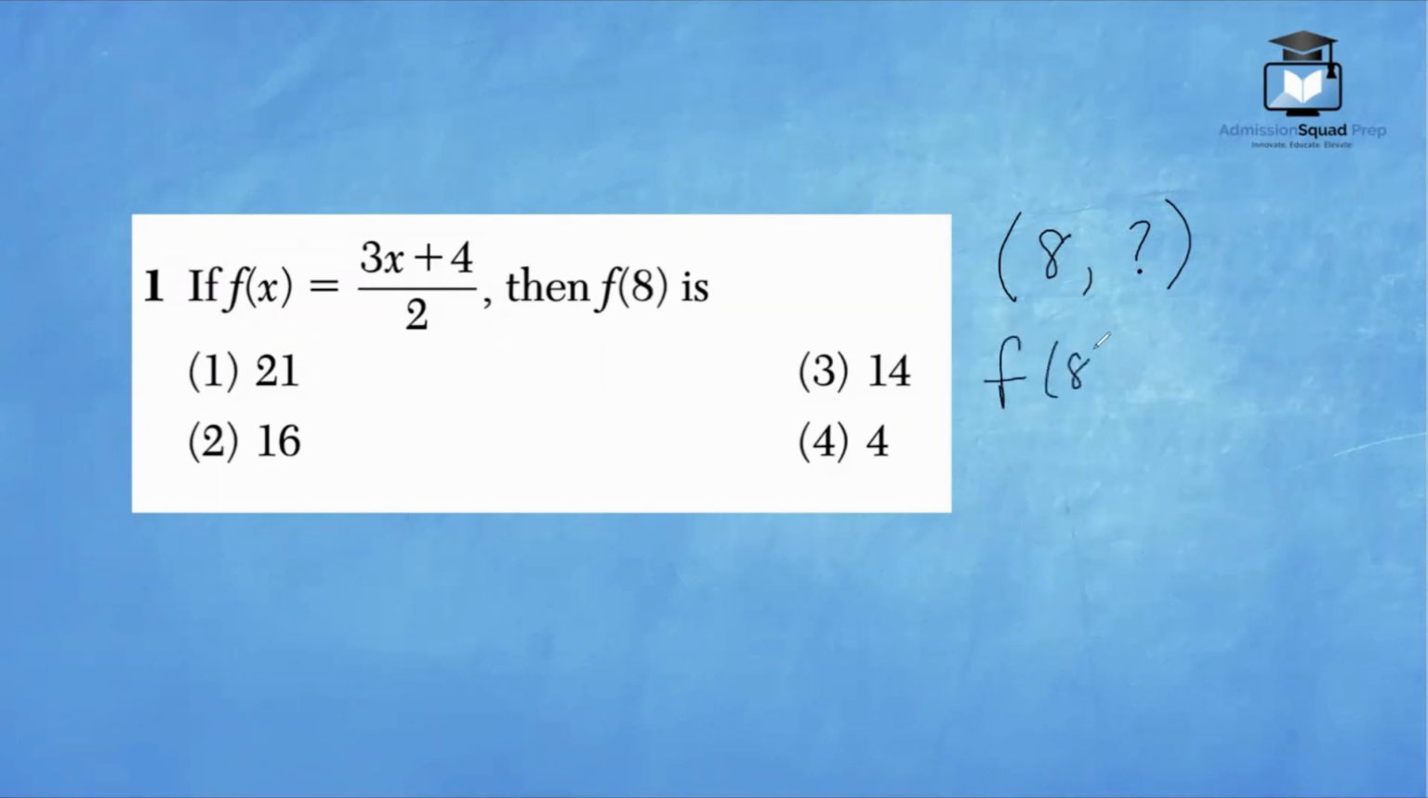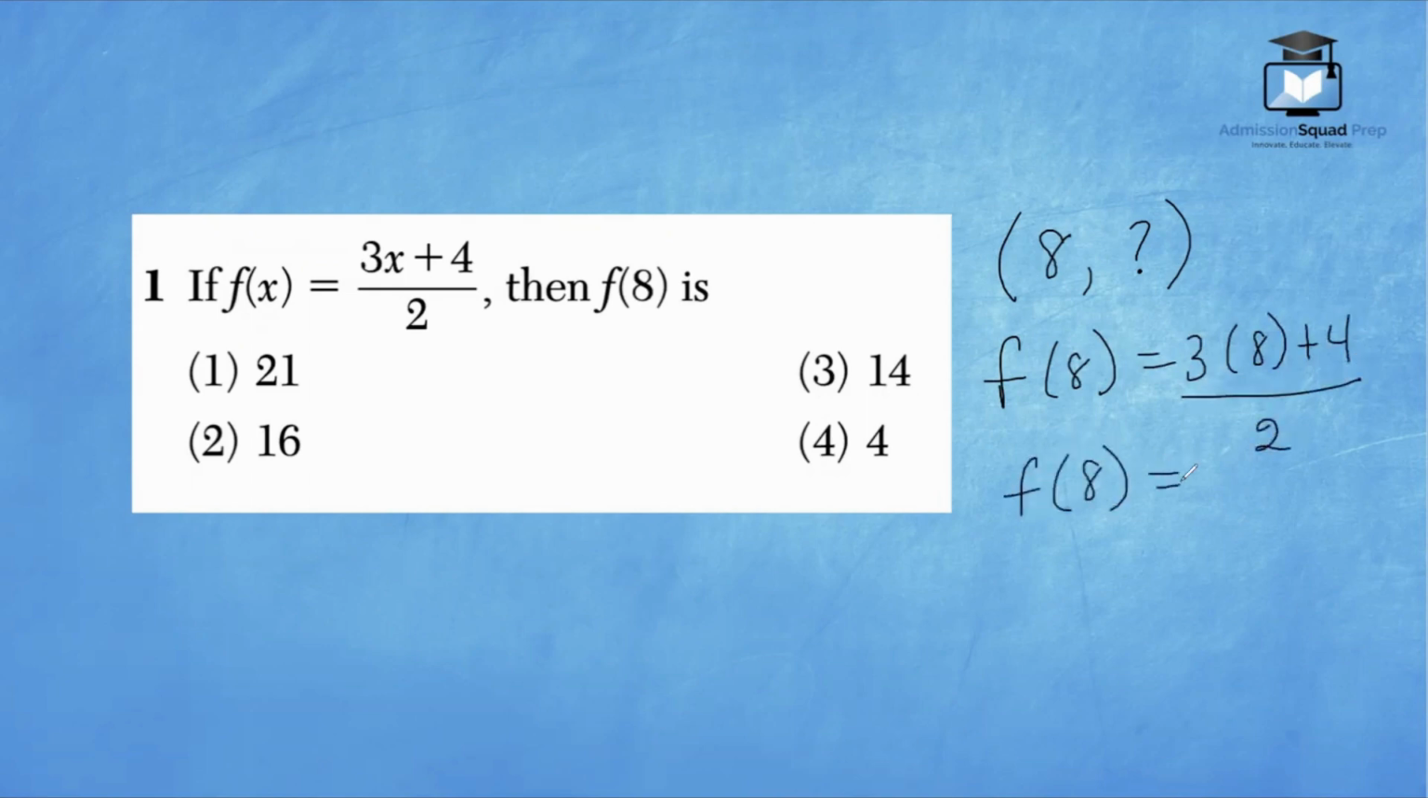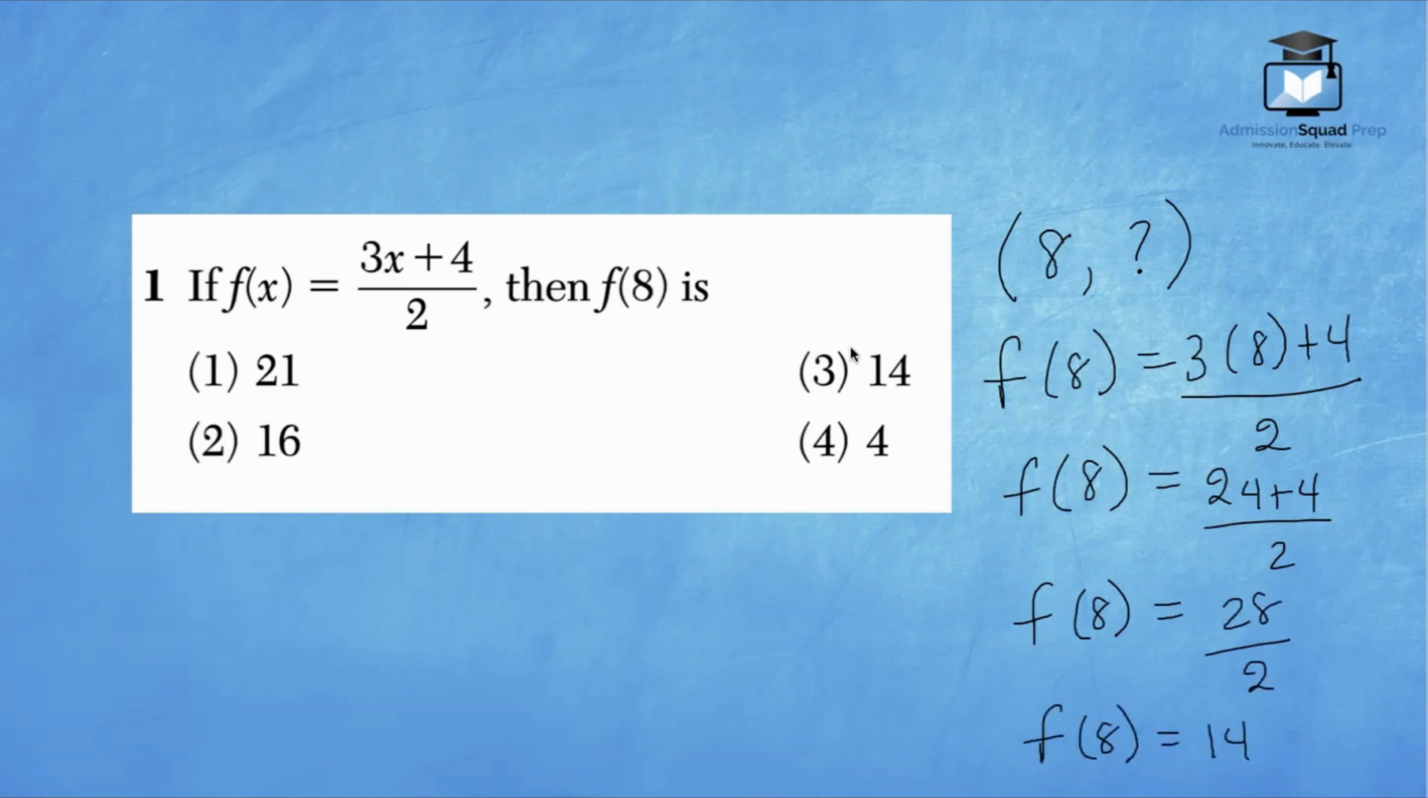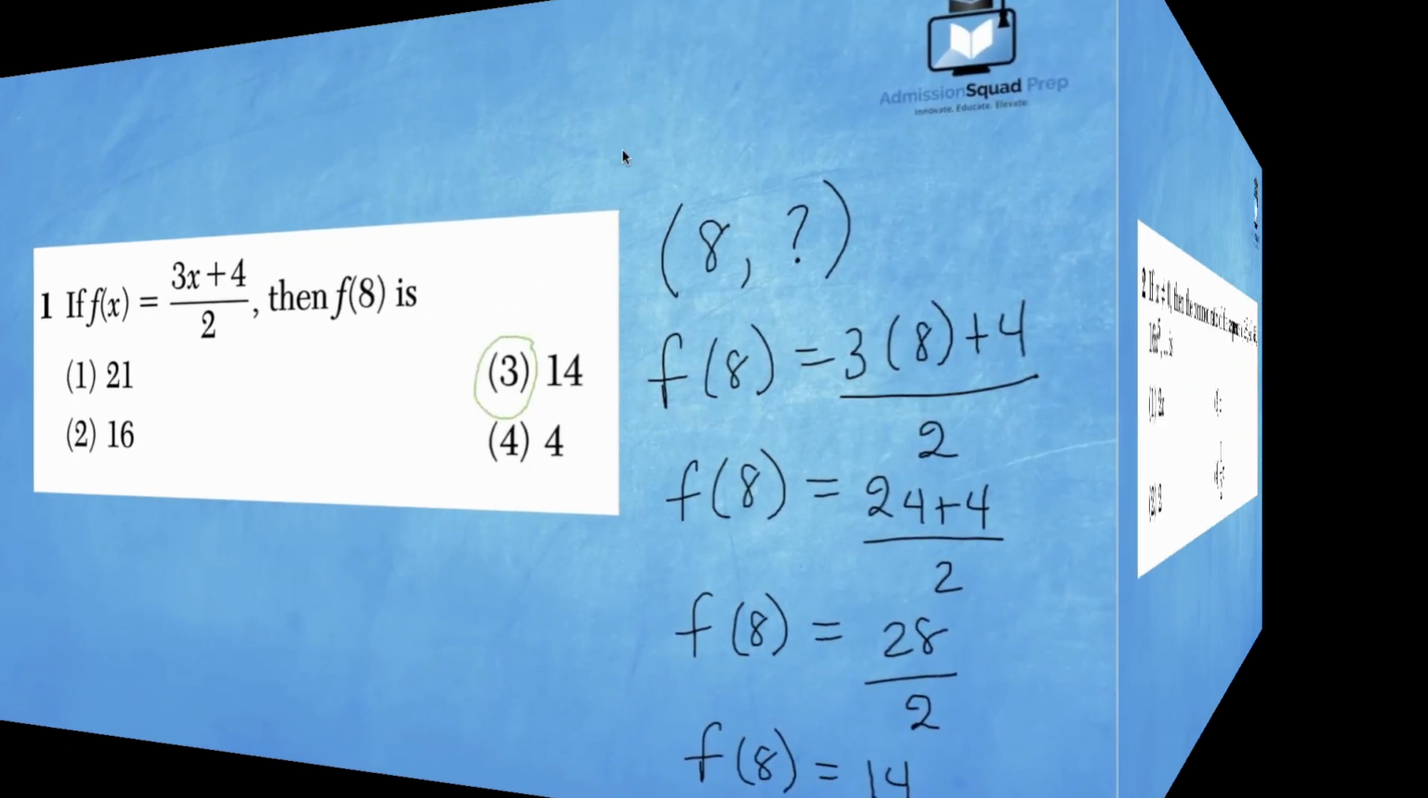So f of 8 equals (3 times 8 plus 4), all divided by 2. That is, f of 8 equals (3 times 8 is 24, plus 4), all divided by 2. So f of 8 equals 28 divided by 2. Our final answer is 14. The correct answer is choice 3.